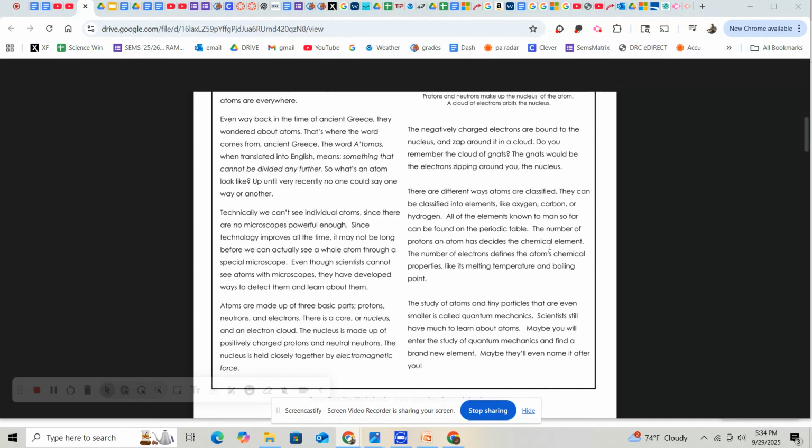The study of atoms and tiny particles that are even smaller is called quantum mechanics. Scientists still have much to learn about atoms. Maybe you will enter the study of quantum mechanics and find a brand new element. Maybe they'll even name it after you.